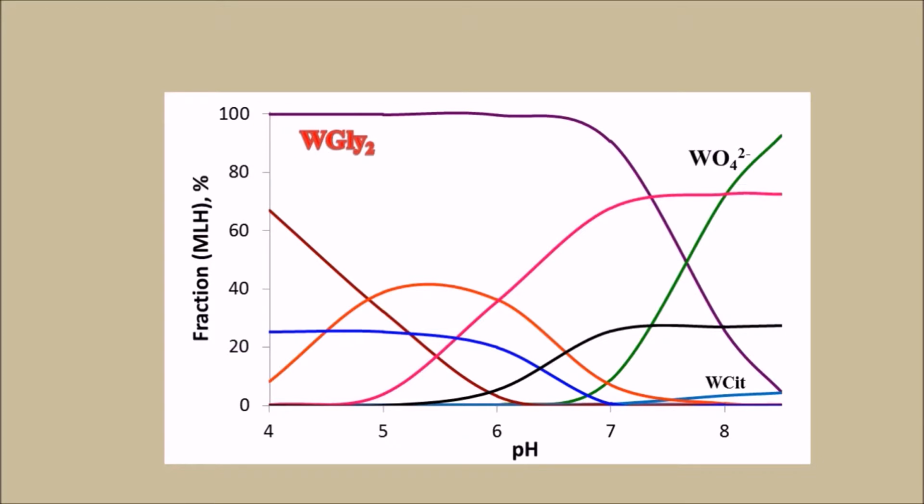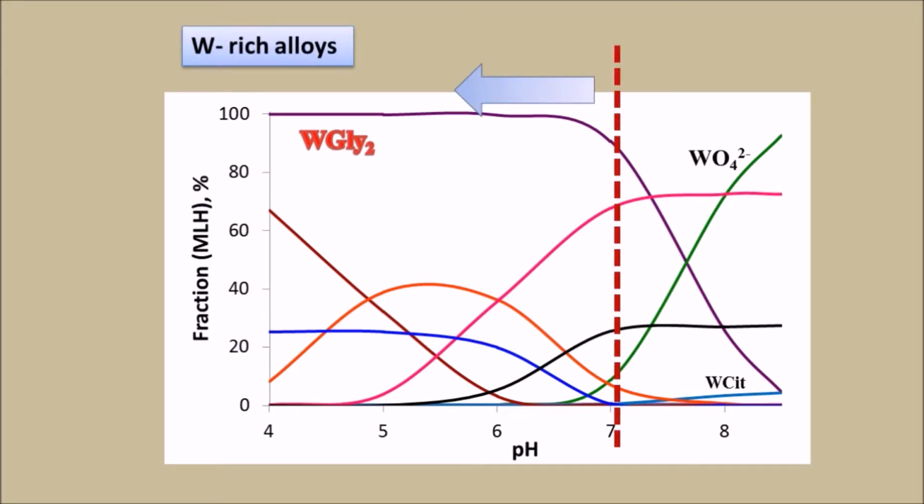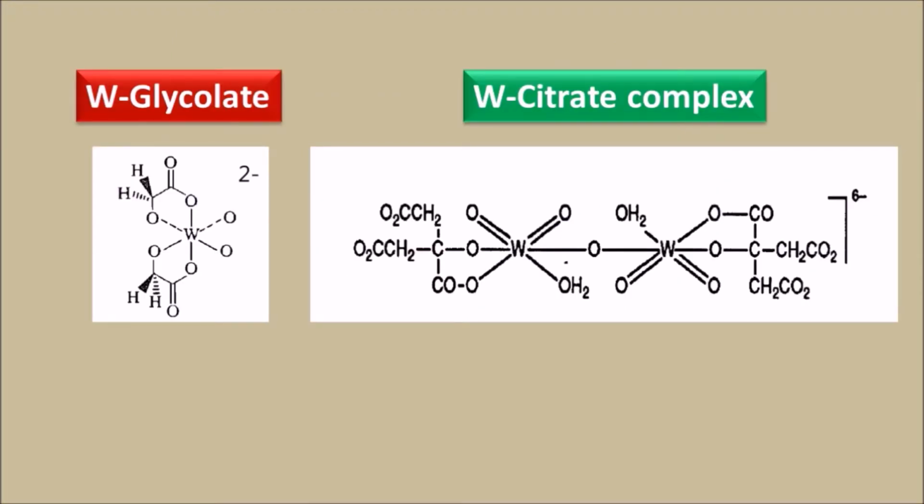Due to the complexes distribution, the composition of deposits is very sensitive to solution pH. Thus, tungsten-rich alloys are deposited up to pH 7, while 99% of tungsten is present in the form of complex with glycolic acid. According to literature, tungsten glycolate complex is a molecule with small volume, which can move faster to the cathode and discharge easily, compared to citrate complex molecules.